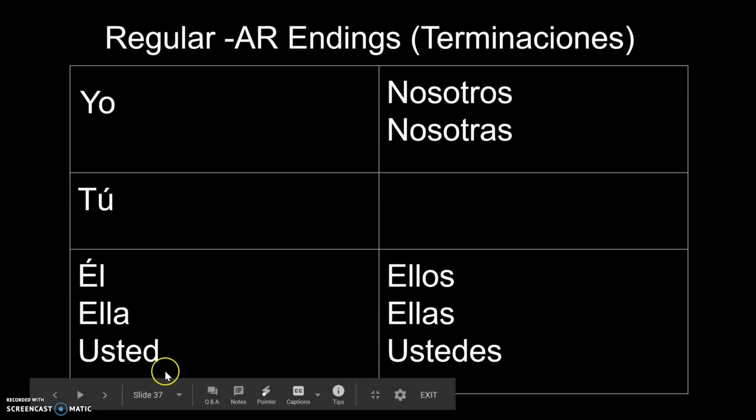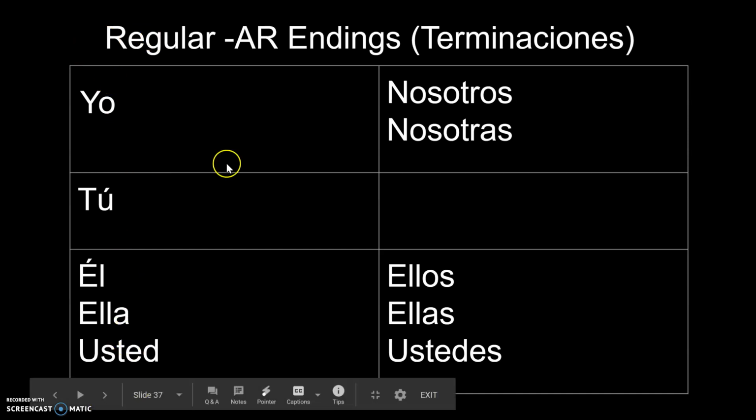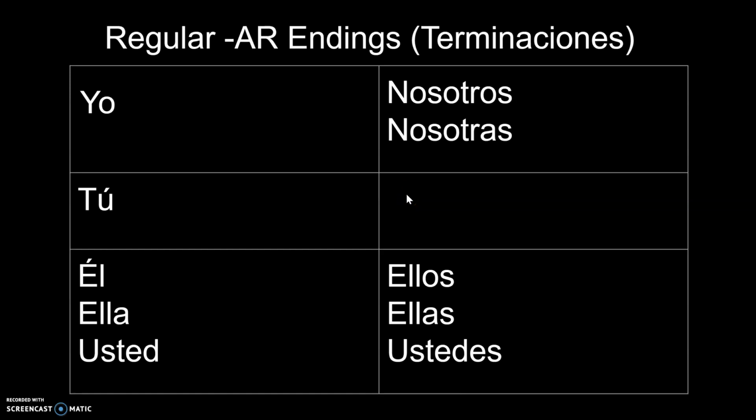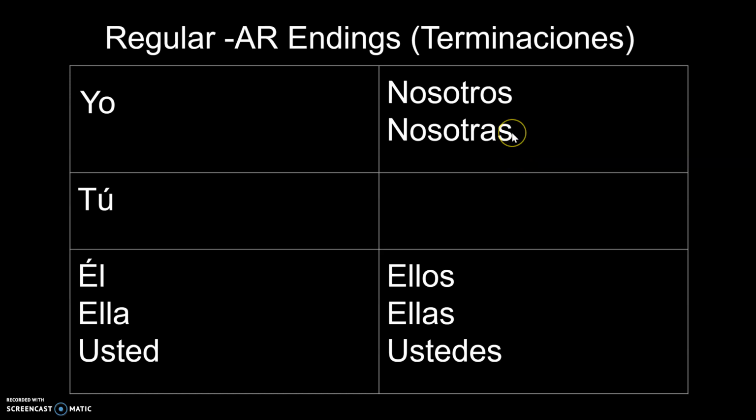So, the ones on this side are all singular. They deal with one subject, one person, okay? The ones on this side are all plural, okay? So, basically, think of these as the plural forms of these, okay? So, nosotros, nosotras, that is we. Okay, so it's plural. You and I, we. They and I, that is we, okay?